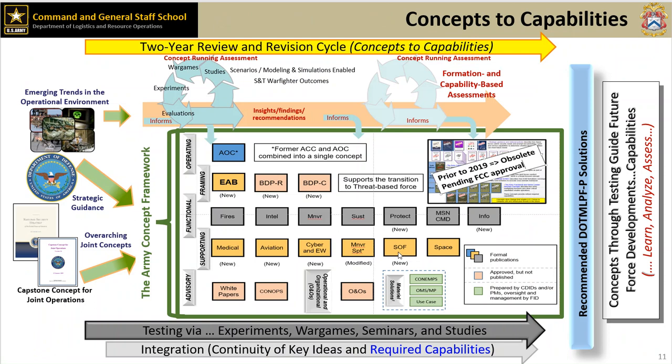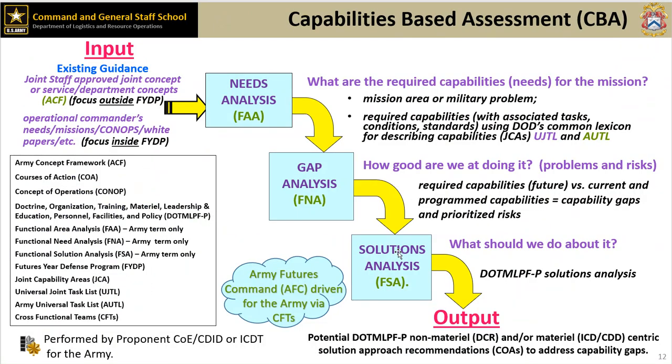An eye chart. Absolutely central. Guidance comes in. We do a functional area assessment, a gap analysis, and then a solutions analysis. I think these words are a little out of order.